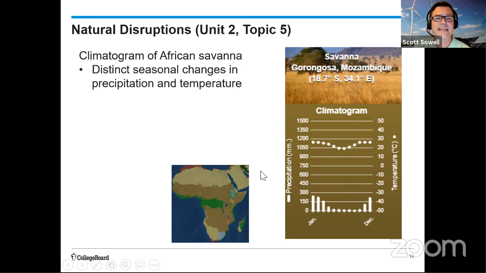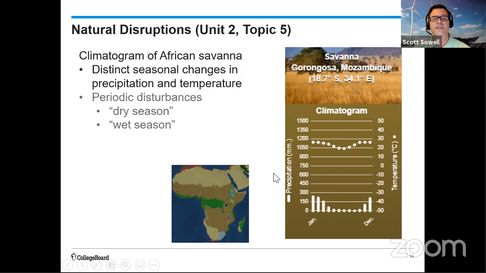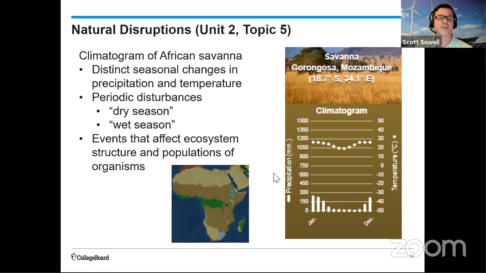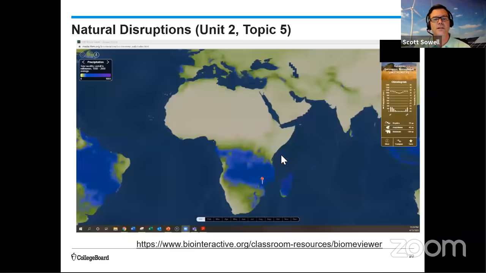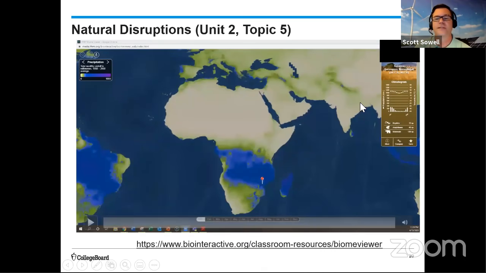So this is a distinct seasonal change in precipitation and temperature. It's a periodic disturbance of this dry season, and it affects the structure and population of the organisms that are there. So here's a little clip of that information, especially looking at precipitation. If you'll notice in the summer months, it starts to dip down and come back up, and you'll see that same pattern in the video here.